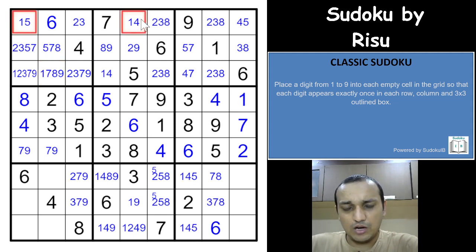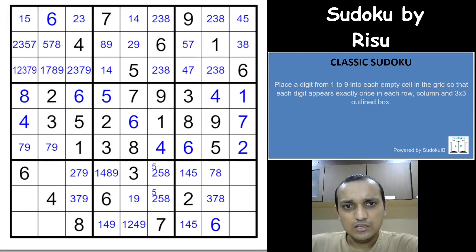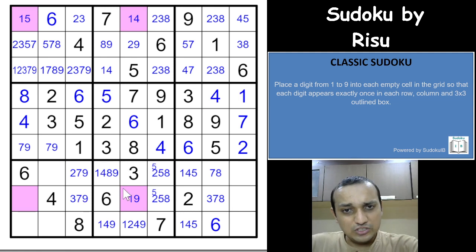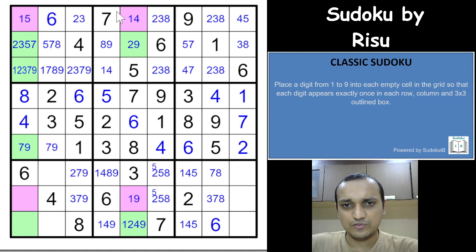So if you see row 1, 1 can only be in these two cells, right? And if you see row 8, 1 can only be in these two cells. So there is an X-wing of 1 in rows 1 and 8, which removes 1 from all the other cells in that column. None of these green cells will have 1, because in this row 1 has to be in one of these two cells, and in this row 1 has to be in one of these two cells. So if you have a 1 here, you will have a 1 here, and if you have a 1 here, you will have a 1 here. So all the green cells are eliminated as 1, right?